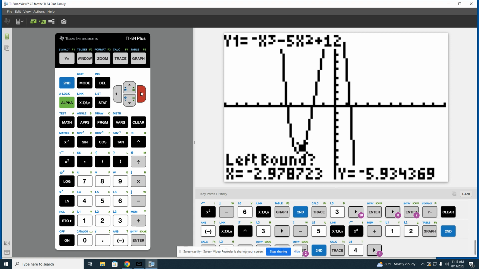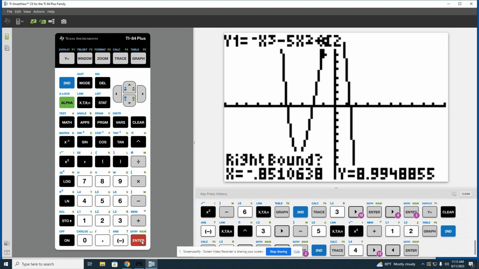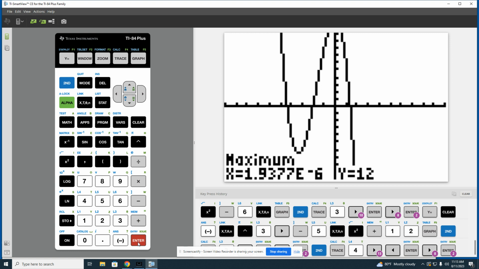So let's scroll up, and we're going to go just to the left of that max. I can see my cursor right there to the left of it. Push enter. Now let's scroll, let it come back down. There it is. Push enter. Push enter one more time. And there's a variety of answers that you're going to get here. But all of them are going to have one thing in common.